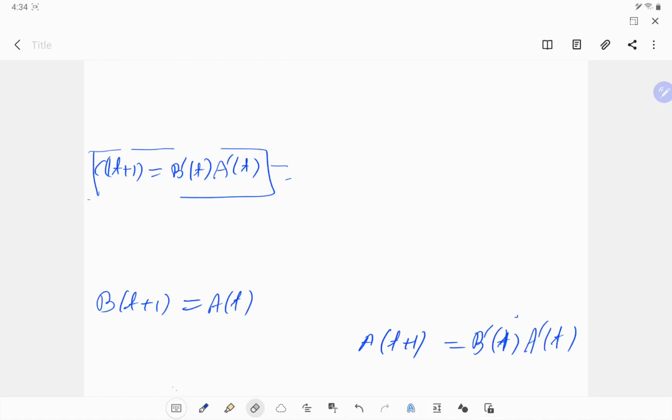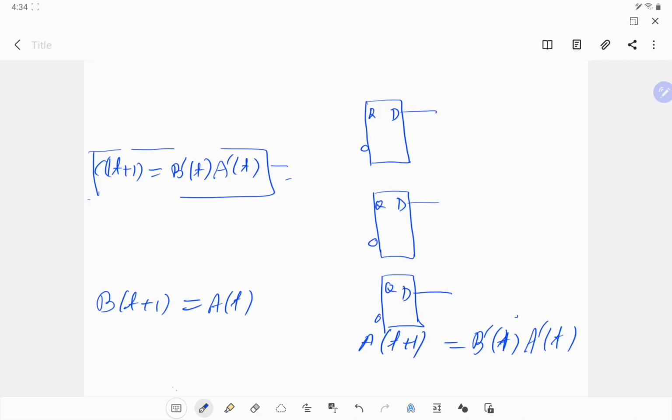Now, we know that we need 3 flip-flops in this case. D, D, D, Q, Q, Q, Q prime, Q prime, Q prime, and also a common clock pulse, positive edge triggered or negative edge triggered, doesn't matter actually. It's the clock pulse.